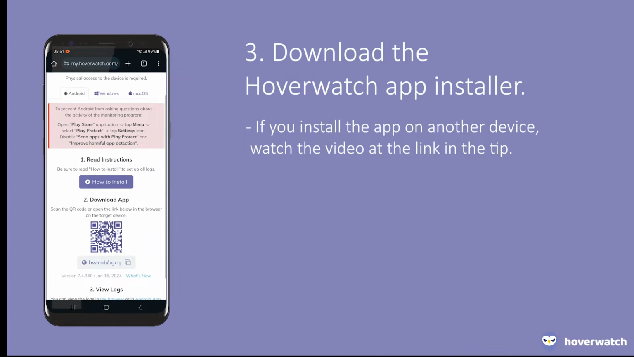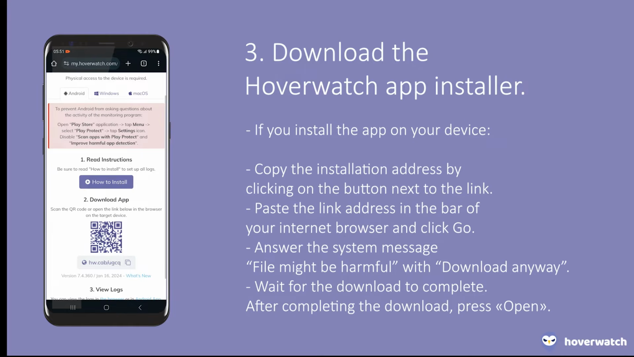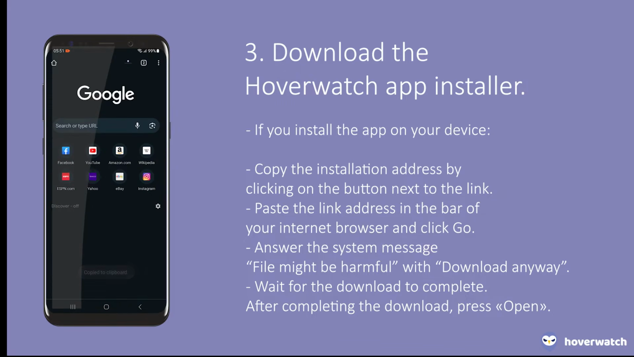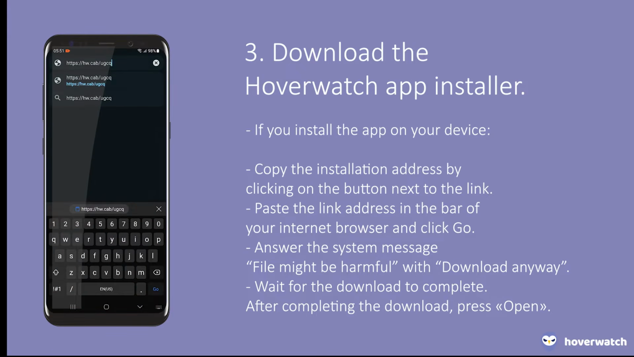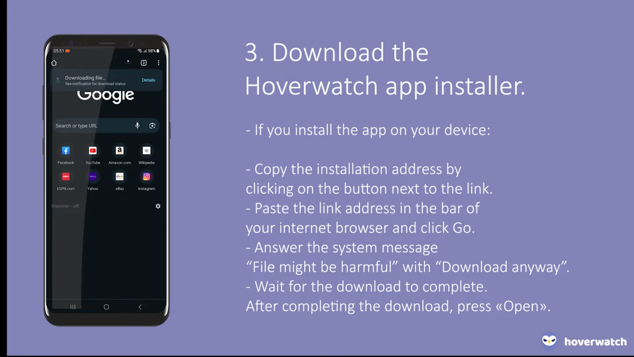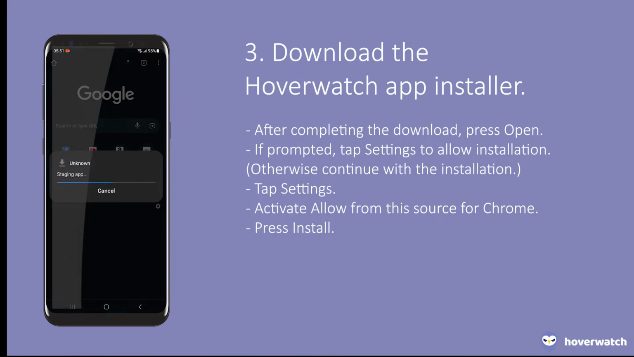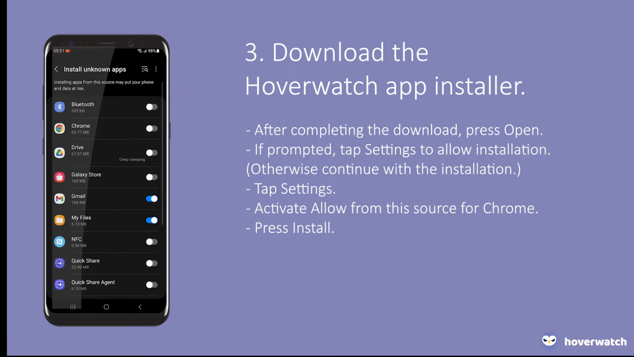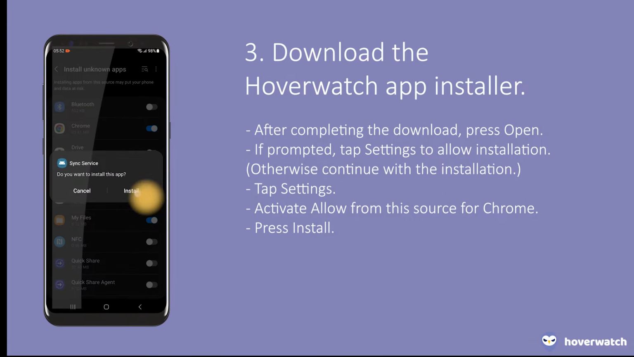If you need to install the app on the target device, refer to the video provided through the link in the tip for guidance. For installing the app on your device, click the button adjacent to the link to copy the installation URL. Go to your web browser, enter the copied URL in the address bar, and hit Enter to proceed. After completing the download, press Open. If prompted, tap Settings to allow installation. Activate Allow from this source for Chrome. Press Install.